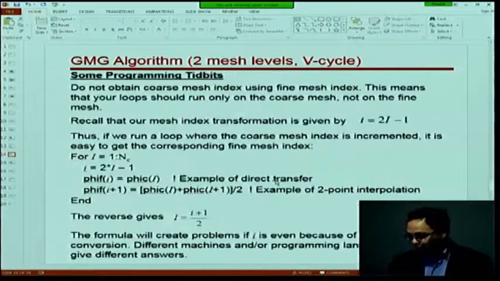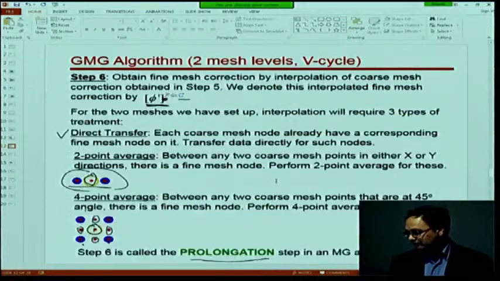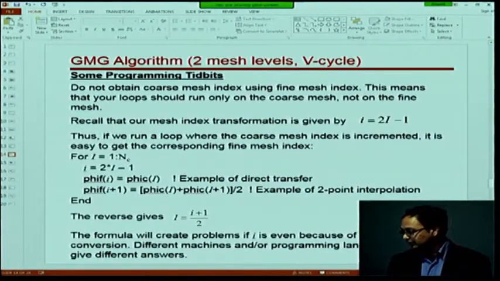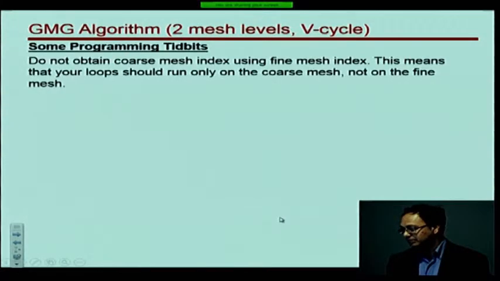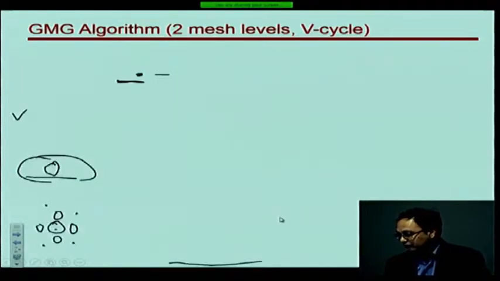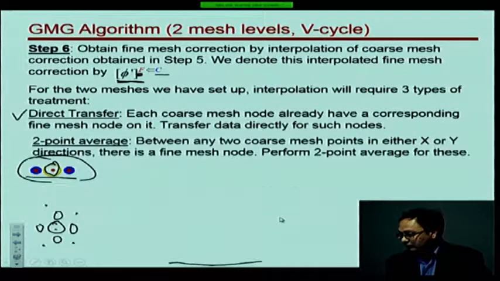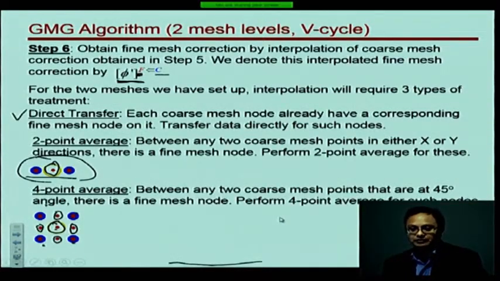One here, and because this is important for you guys, some programming tidbits. One of the things I'm saying here is do not obtain. For example, here you have to do this interpolation stuff. Interpolation means you will require fine and coarse mesh indices simultaneously. So the question is, how do we run these loops?